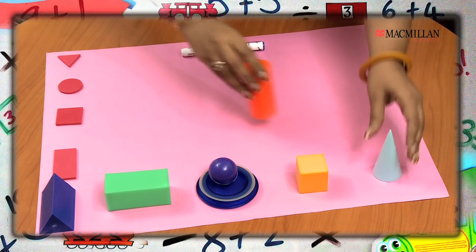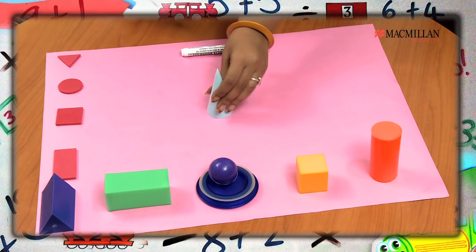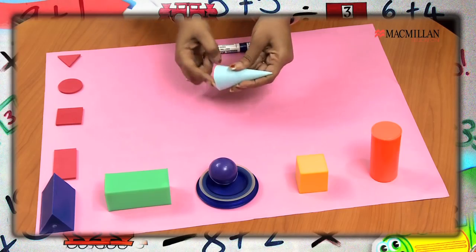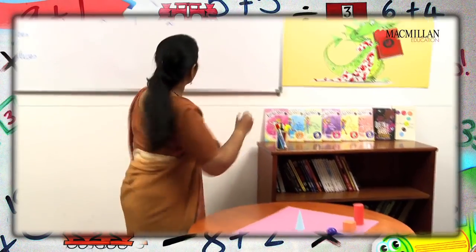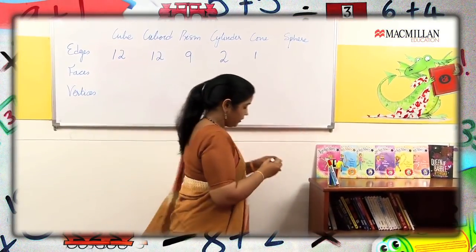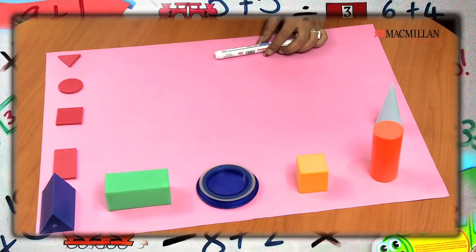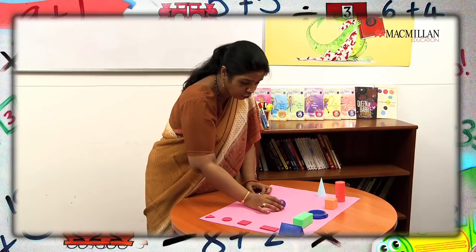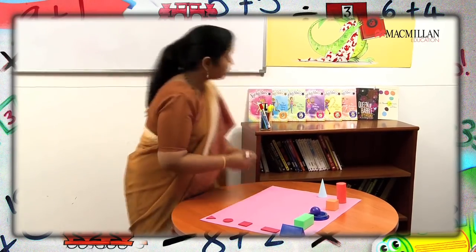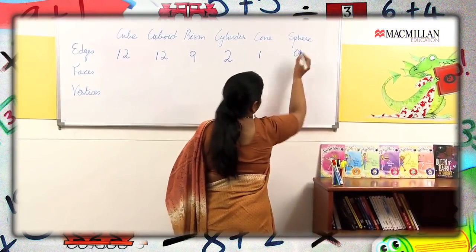Next we have cone. So how many edges does cone have? Cone has one, again a curved edge. And who is left out? Yes, sphere. Do you see any edge here in the sphere? No. So sphere has no edge.